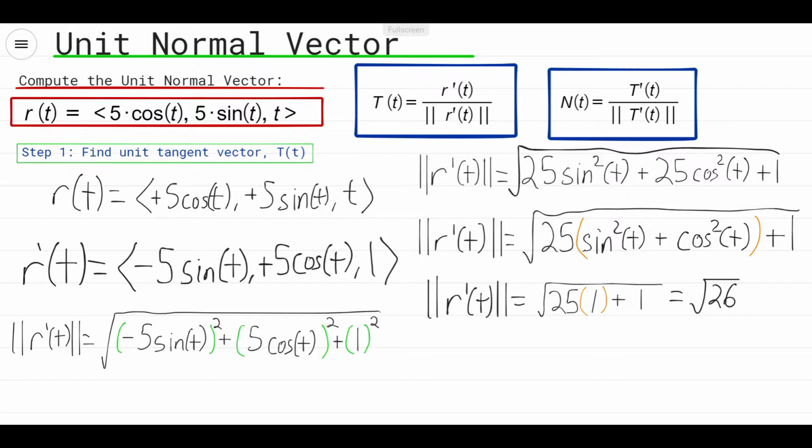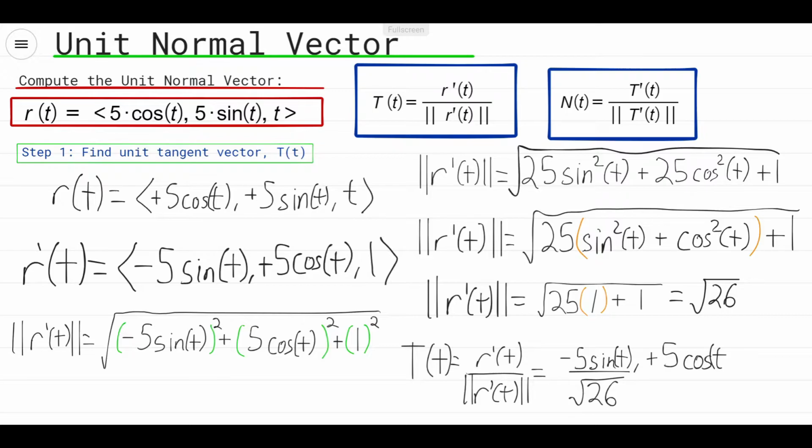Now we have a sufficient number of elements to compute the unit tangent vector. The unit tangent vector is r prime divided by the magnitude of r prime of t, which is equal to negative 5 sine t divided by the square root of 26, 5 cosine of t divided by the square root of 26, 1 divided by the square root of 26. And that's the unit tangent vector.